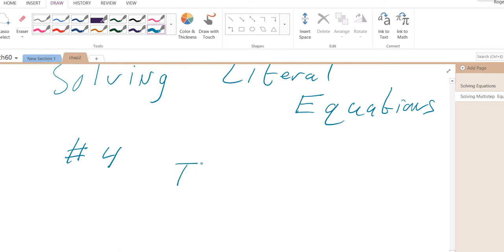So it'll go I equals PRT, and they want us to solve for R. Okay? So this is number 4.